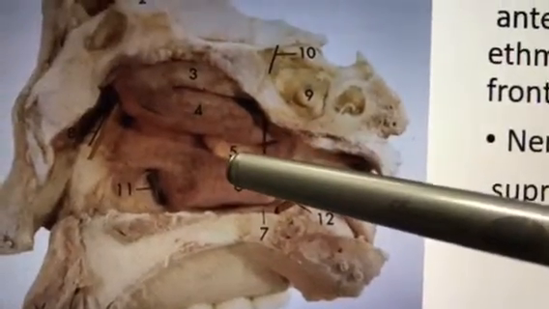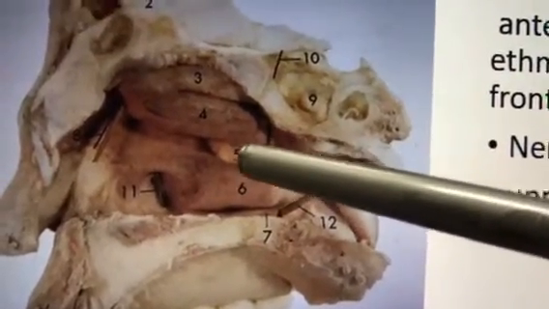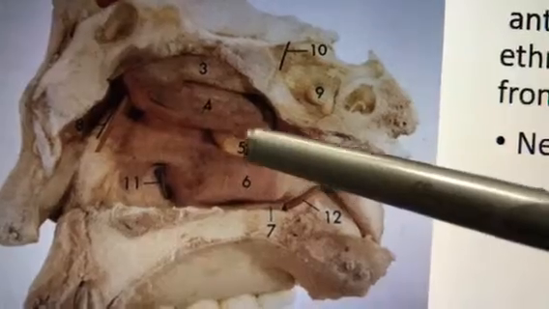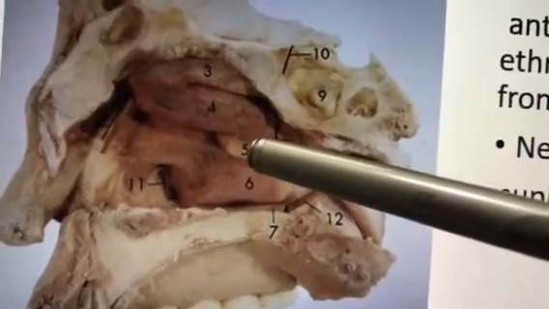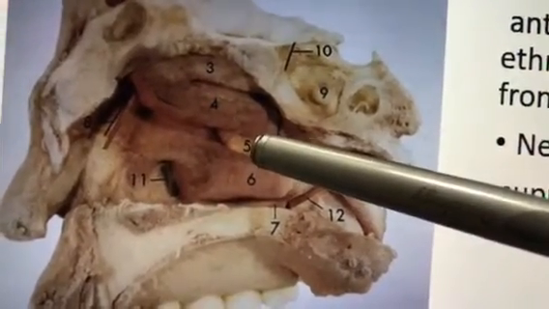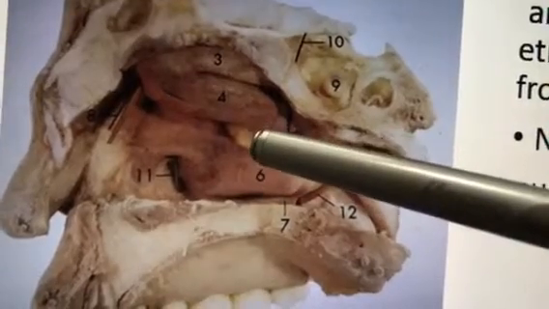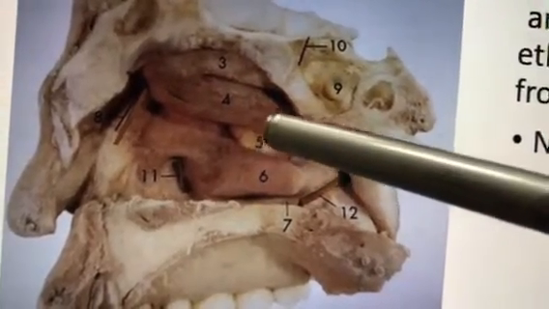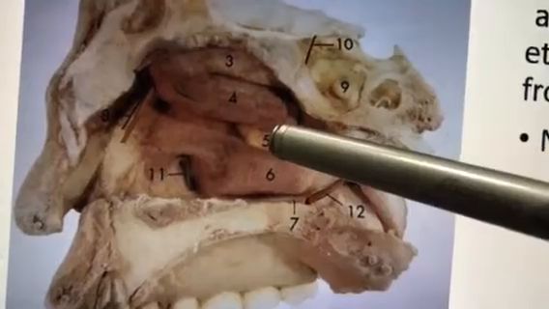Number 5 is the spotter called bulla. Bulla means bulge. It is formed by the underlying middle ethmoidal air cells. The middle ethmoidal air cells open on the surface of the bulla. It means at the area where the 5 is written.